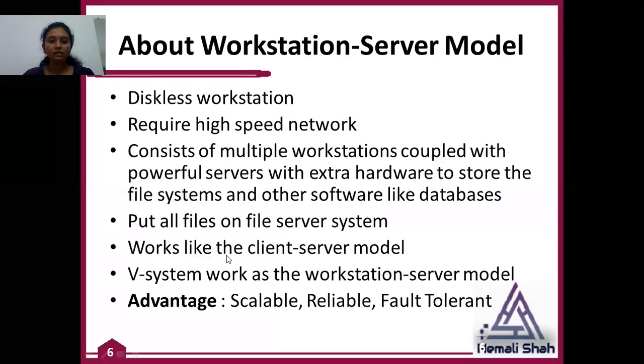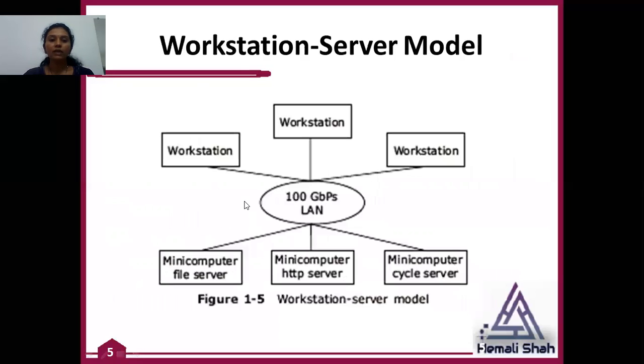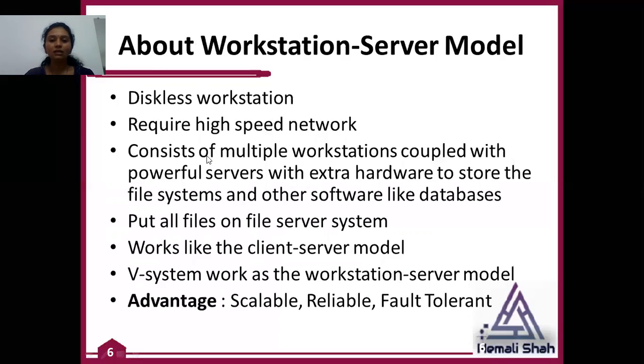Now it works like the client. It generally works like a client server model. When a user wants some file, it requests the file server. The file server replies to the particular user on their workstation. So it basically works like a client server mechanism. The V system is an existing system which works like a workstation server model. This V system is an example of a distributed system which works like a workstation server model.